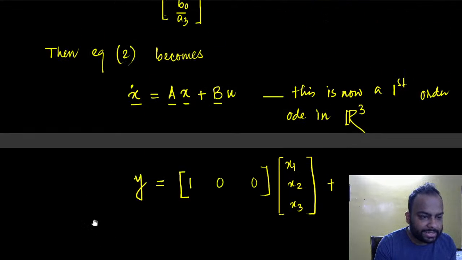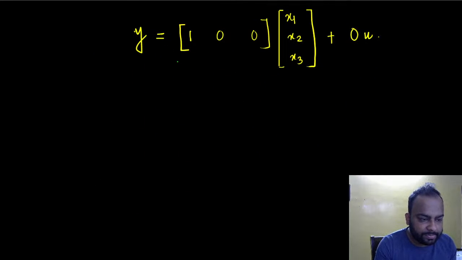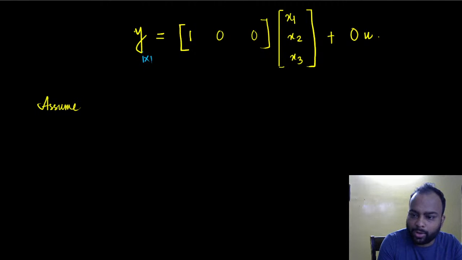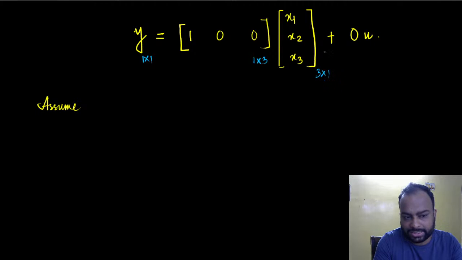Now, just like the previous one, this y is a 1 by 1 scalar quantity, because the system we have assumed is a single input, single output system. That is why we have a scalar quantity in the output. This is a 1 by 3 matrix, so 1 row 3 columns. This is again 3 by 1, just like the previous one. This 0 is a scalar quantity, and this u is also 1 by 1.